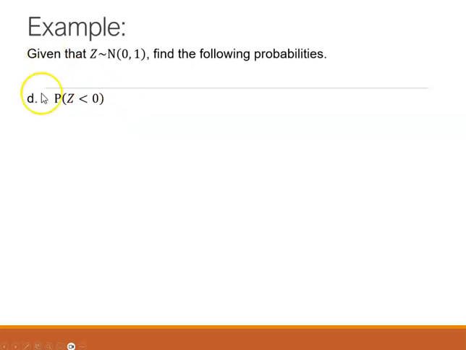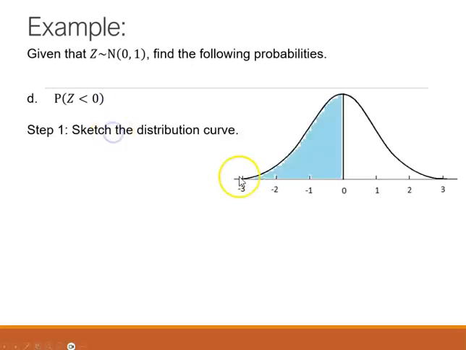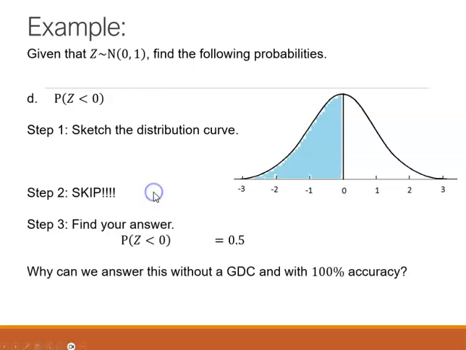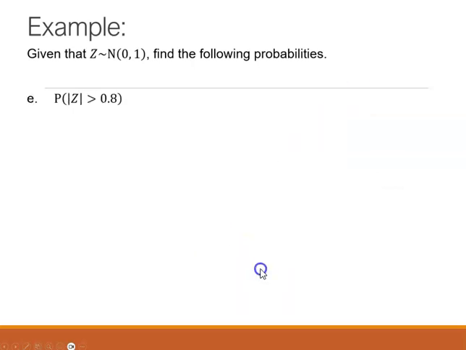If I have the probability that Z is less than 0, I don't even need my calculator to do this. How much of that curve is shaded? 50%, right? Boom, done. Everybody's okay with that? If I remember that the area under the curve is 1 and it's symmetric, so if I split it in half, 50%, done.